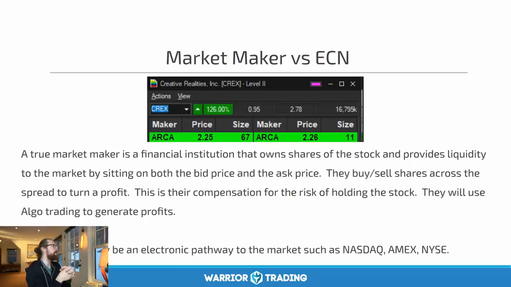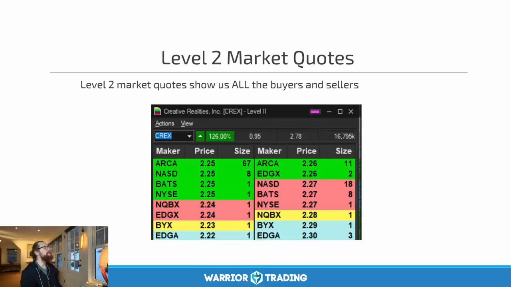So what we see more often here are ECNs, which is simply the electronic pathway to the market: NASDAQ, Amex, NYSE. NASDAQ, again, like I said, is the one that I really like to use. Amex and NYSE are just the ECNs that you can route the orders to. It's just a communication pathway, just orders going through.